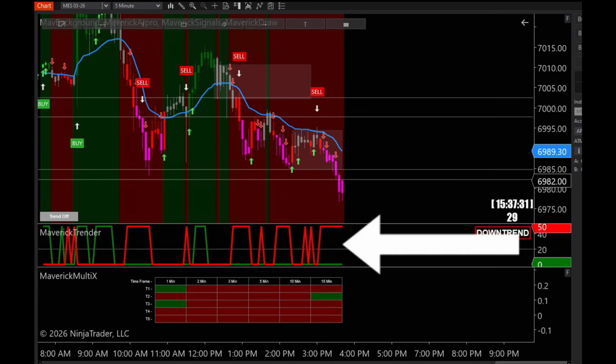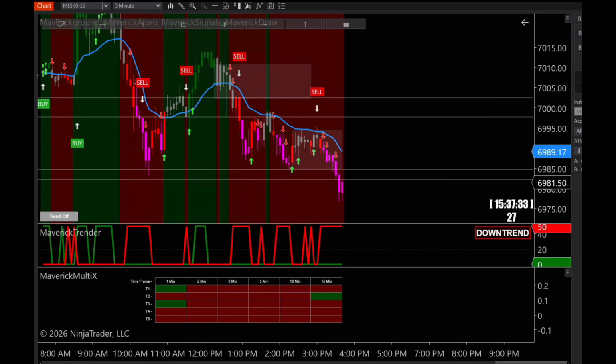The Maverick Trender, this indicator down here: when this line is pegged to the top, it can't go any further. That is showing massive strength and momentum to the downside. You can see it's been pegged this whole time, this whole push down. This isn't like a stochastic or an RSI where it comes up and it comes down and it fakes you out. This line is either at the top or it's at the bottom.